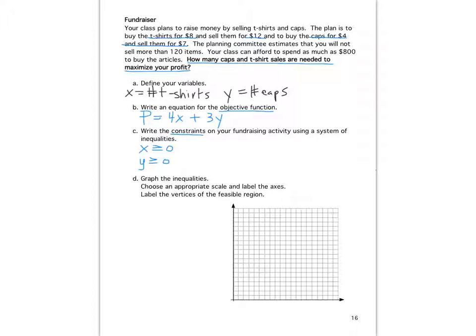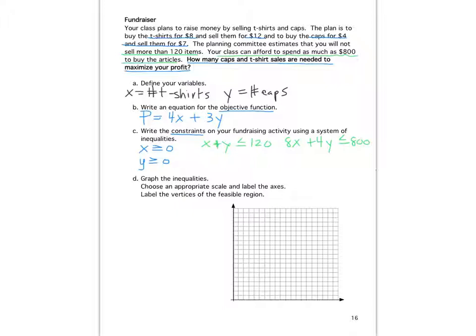All right. The planning committee indicated that you won't sell more than 120 items. So, in terms of number of items, that's your t-shirts and the caps. So we're going to have one inequality that's going to say x plus y will stay less than or equal to 120. Right? And then we have another relationship that says, all right, you've got $800 that you can spend to buy the articles you need to sell. So, in terms of cost, the t-shirts are costing us $8 a piece, and the caps are costing us $4 a piece. So 8x plus 4y needs to stay less than or equal to that $800.